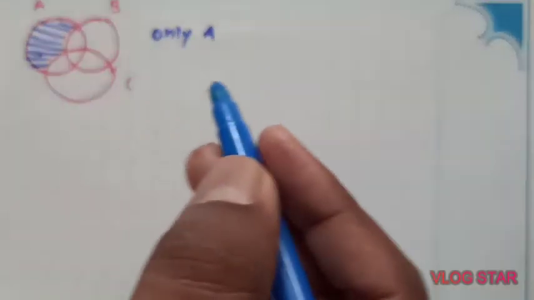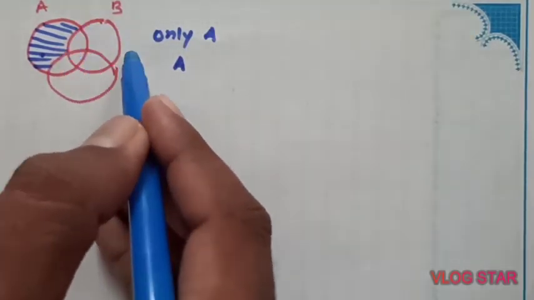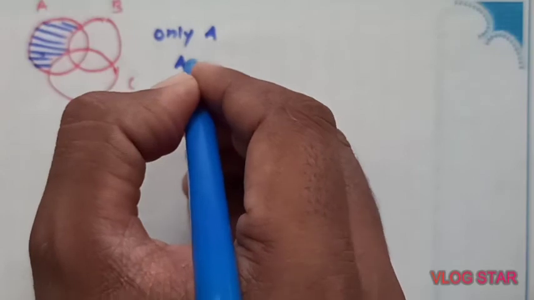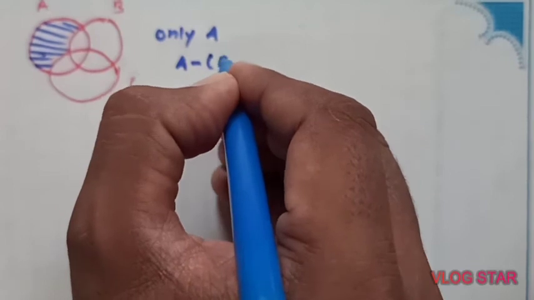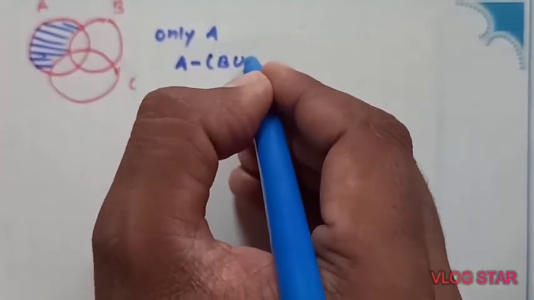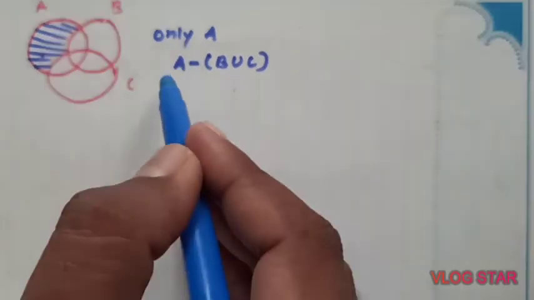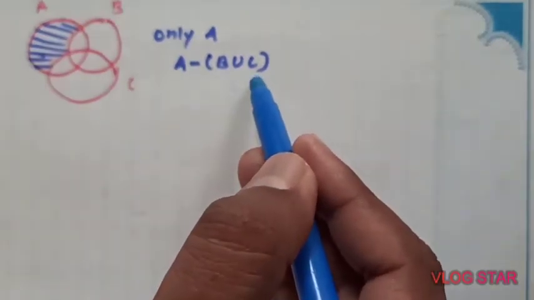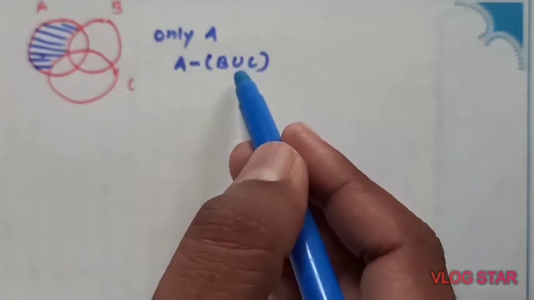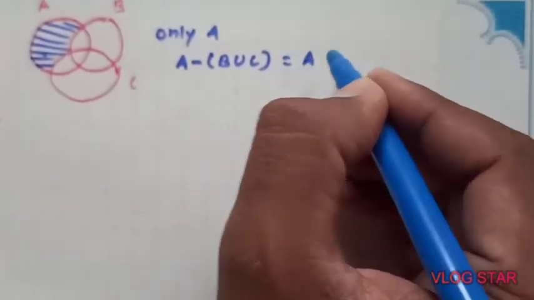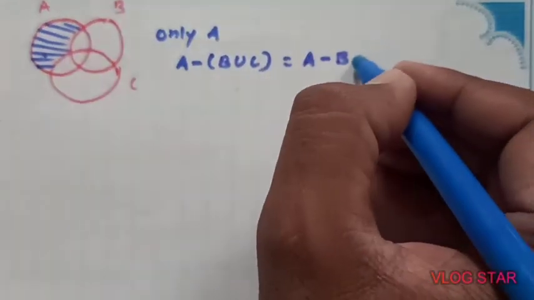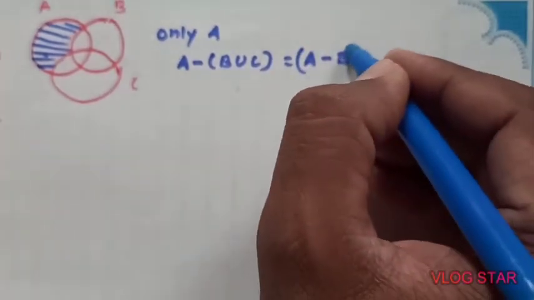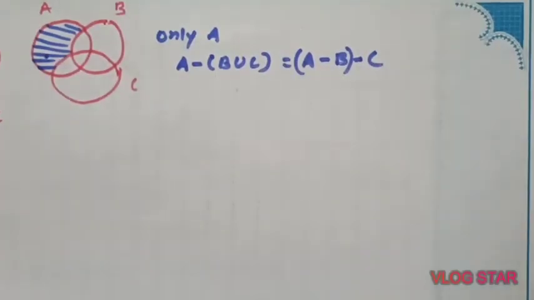Only A means A but not what? We don't want B and C. We don't want B and C both. So B union C. A but not B union C. Or you can say A not B not C. Or you can write A but not B, A, B and C. Like this also you can express.